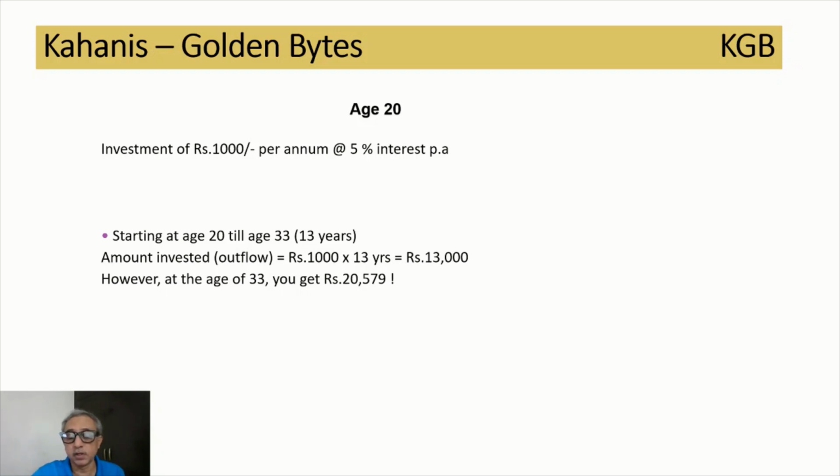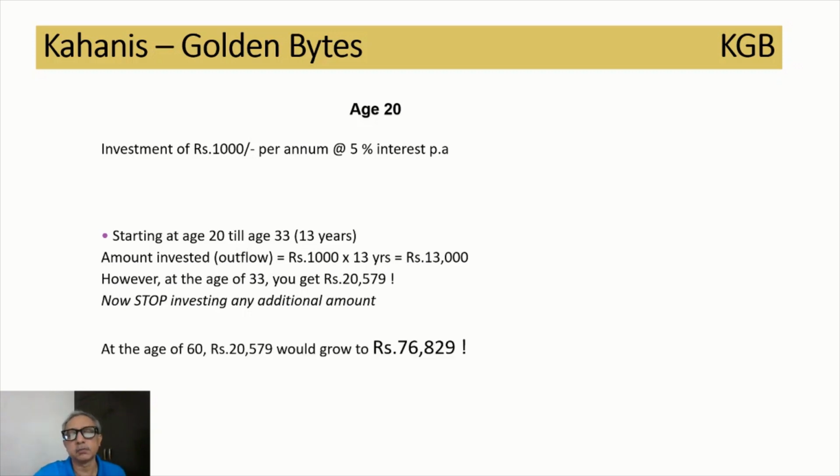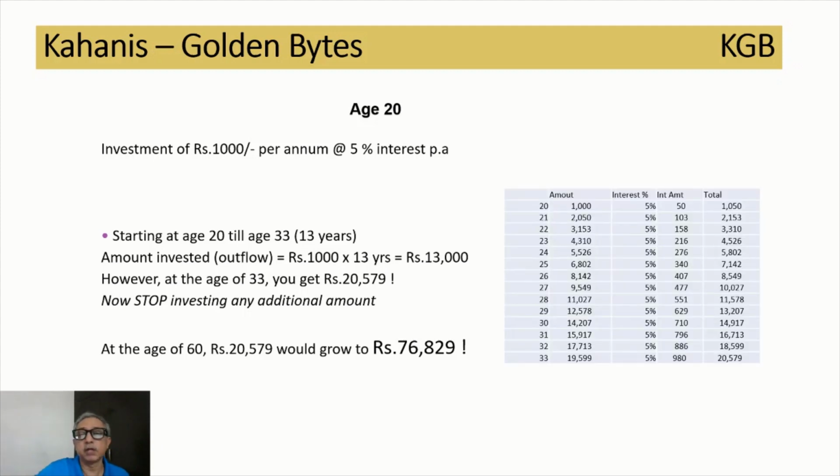Some of y'all would have already got it. Now, what I'm telling y'all is just stop investing. After 13 years, just stop investing any more amount. Okay, just to highlight the example. By the time you're 60, the 20,579 would have grown to 76,829 rupees. How? I've just put a table here.